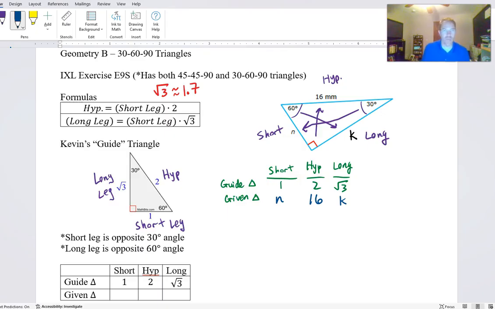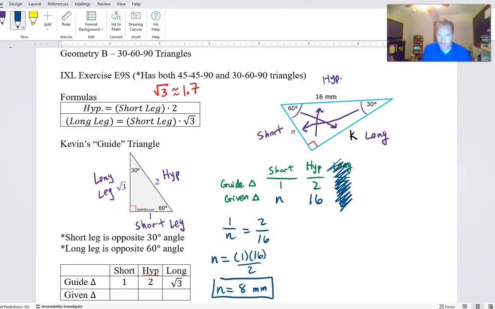So let's say I'm solving for N. I can ignore the column with K. I'm not going to actually scribble it out, but I'm going to cover that up. When I look at that, I see the proportion 1 over N equals 2 over 16. It just jumps out at me when I ignore that column with K. Then I can cross multiply and divide: 1 times 16 divided by 2. That comes out to be 8. If you want to put millimeters on that, that's our length for N.